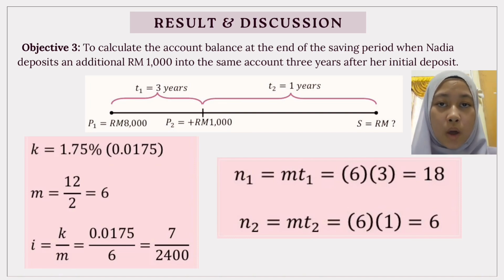The frequency is 12 over 2 equals 6 because it is compounded every 2 months. The periodic interest rate, which is I equals K over M, equals 0.0175 divided by 6, and the answer is 7 over 2,400. The first number of interest periods, which is N1, equals M multiplied by T1 equals 6 multiplied by 3, and the answer is 18. And the second number of interest periods, which is N2, equals M multiplied by T2 equals 6 multiplied by 1, and the answer is 6.